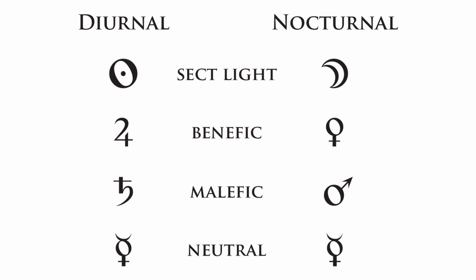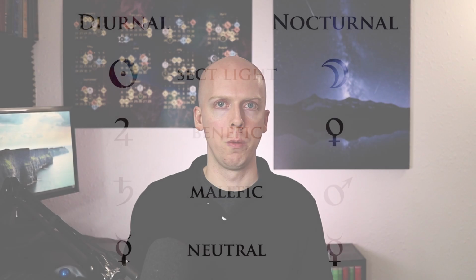Once you've established that, what sect is, is a distinction between two different teams or factions or sects of planets. There's a daytime team of planets that is led by the sun, and there's a nighttime team of planets that's led by the moon. So the sun is obviously assigned to the day, the moon is assigned to the night. Then for each of these two teams, the daytime team and the nighttime team, there's one benefic planet assigned to each team and one malefic planet assigned to each team.